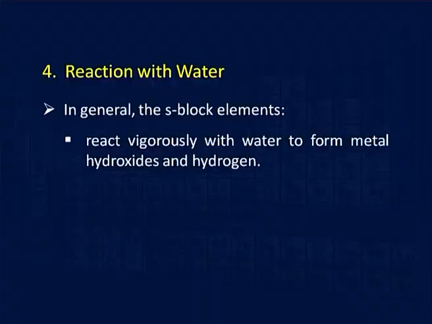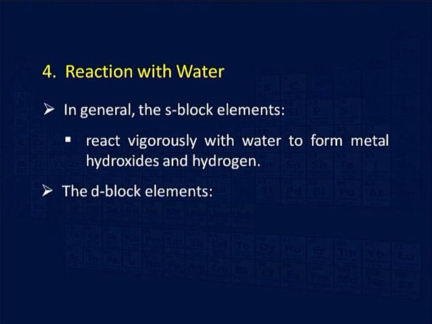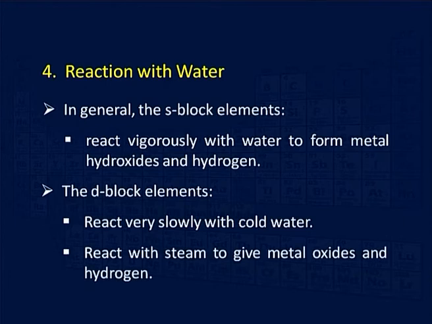As we know, the transition metal ion reacts very slowly with water compared to the S block element. S block elements, that is alkaline earth metals, react vigorously with water to form what we call metal hydroxides and also liberate hydrogen. However, the D block elements react very slowly with water and form mostly the oxides. However, reaction with steam to give metal oxides and hydrogen is possible in the case of a first row transition metal ion.